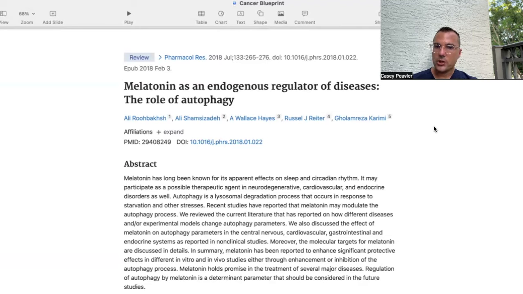We reviewed the current literature that is reported on how different diseases and experimental models change autophagy parameters. We also discuss the effect of melatonin on autophagy parameters in the central nervous, cardiovascular, gastrointestinal, and endocrine systems as reported in non-clinical studies. Moreover, the molecular targets for melatonin are discussed in detail. In summary, melatonin has been reported to enhance significant protective effects in different in vitro and in vivo studies, either through enhancement or inhibition of the autophagy process. Melatonin holds promise in the treatment of several major diseases. Regulation of autophagy by melatonin is a determinant parameter that should be considered in future studies.